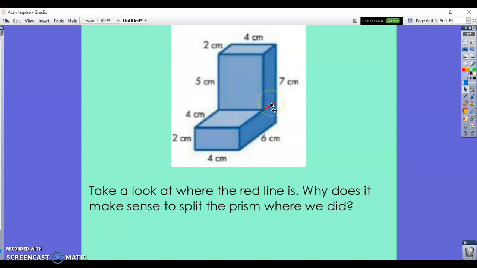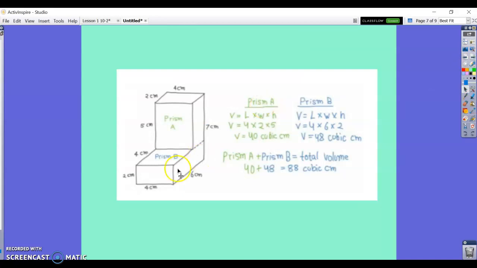So where I split this particular prism is where this red line is. And I think that it makes the most sense to split it here, because if I split it here, it gives me two new rectangular prisms that already have given me the length, the width, and the height. Okay, so let's take a look at what I mean by that. So here we have split the rectangular prism, and here is the split again. And we now have two new rectangular prisms. We have prism A and we have prism B.